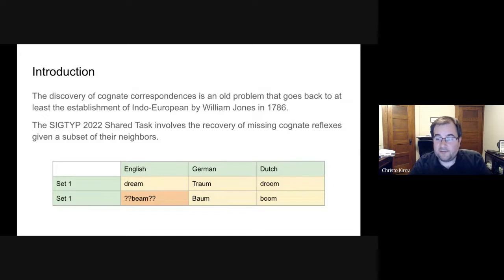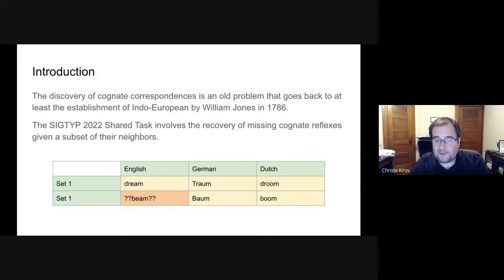So linguists have long noticed that words with the same root share similarities across related languages. Published work on these cognate correspondences goes back at least to the establishment of Indo-European by William Jones in 1786, and then subsequent work by the neo-grammarians. The SIGTYP 2022 shared task involves discovering and using these correspondences to recover missing cognate reflexes given a subset of the cognates in neighboring languages.